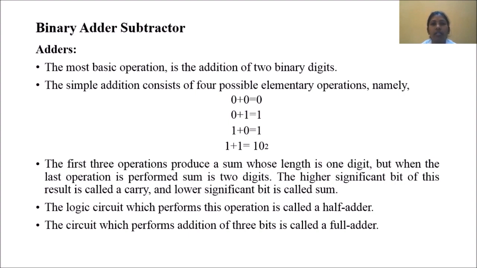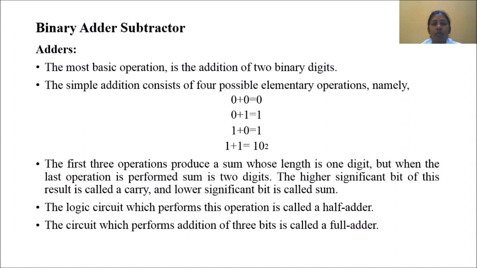The results of this addition give 0 plus 0 is equal to 0, 0 and 1 added together give 1, 1 plus 0 gives 1, and 1 plus 1 we have 10. The first three operations produce a sum whose length is one digit, but when the last operation is done, the sum is two digits. The higher significant bit of this result is called the carry and the lower significant bit is called the sum. The logic circuit which performs this addition operation is called a half adder.